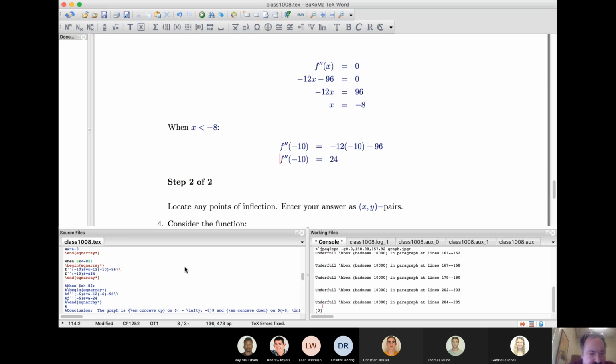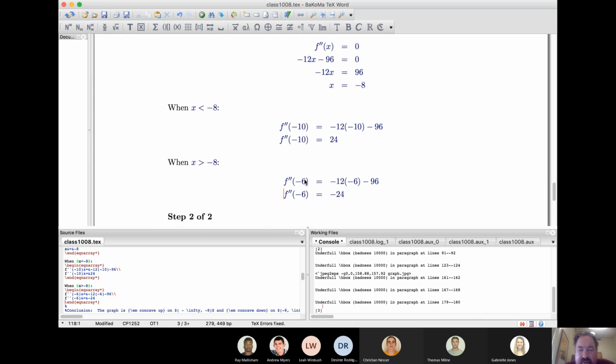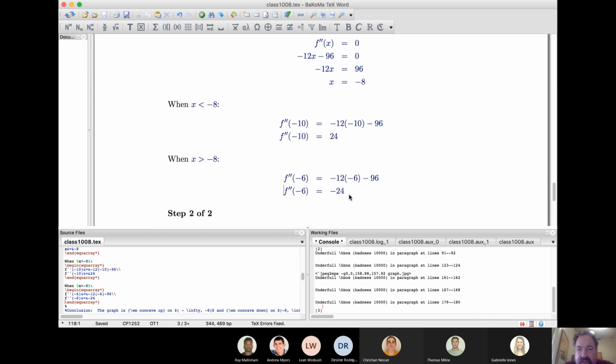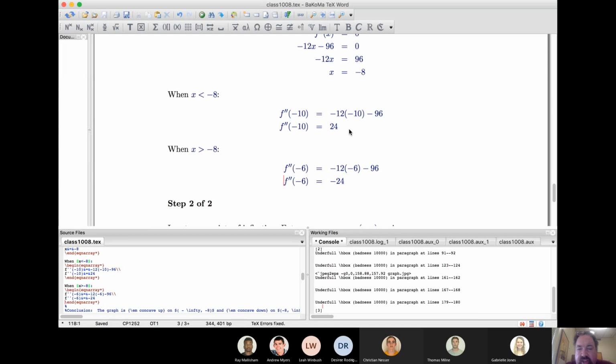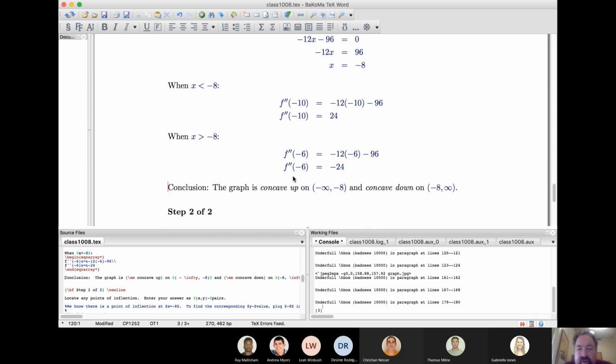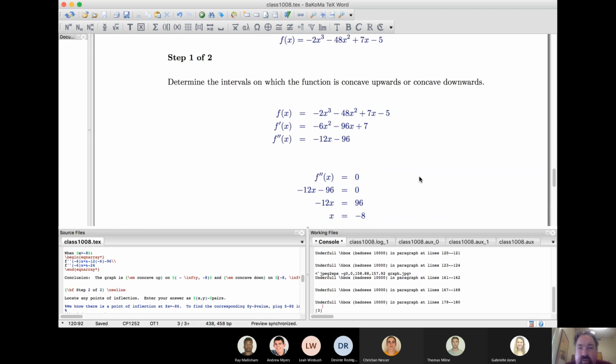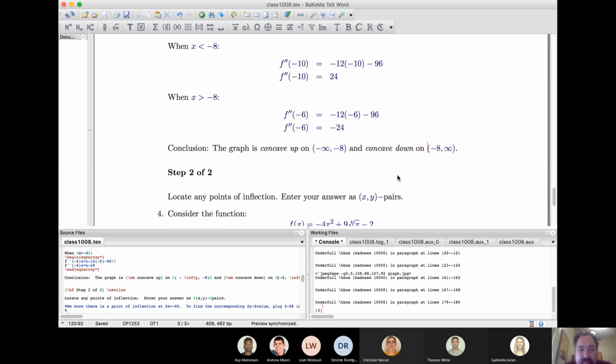Then you pick another x value. Again, you pick anything greater than -8, so -6. And we get a negative value. So there is a change in concavity from concave upward to concave downward, so from plus to minus. Any change in sign qualifies. So you specify this interval for concave upward, this interval for concave downward. So that's for the first part of the problem.